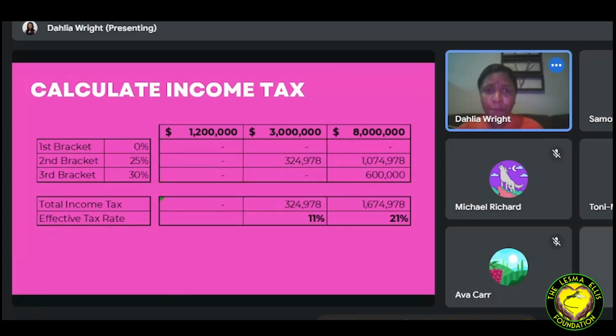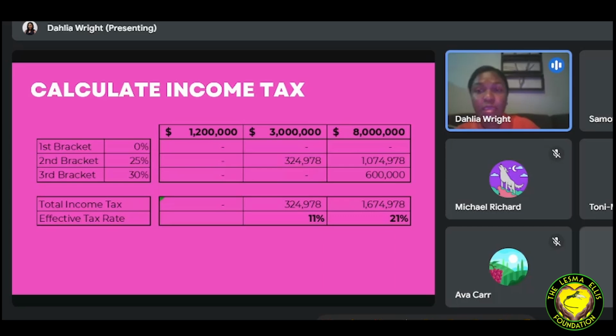Now everything over the 6 million is going to be taxed at 30%. So between 6 million and 8 million, which is $2 million, is taxed at 30%, and the tax that you're going to pay on that bracket is 600,000. Now that means for total income tax that you're paying for the 1.2 million, it's going to be nothing. For 3 million, it's going to be 325,000 for the year.